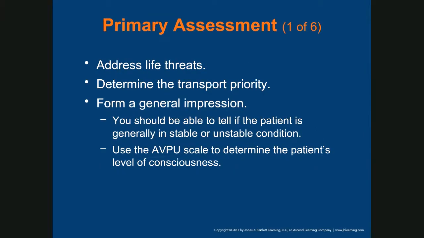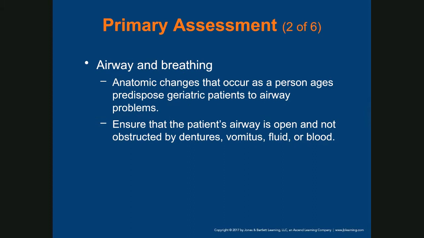For the primary assessment, this is where we will identify any immediate and potential life threats and address them, right? So address life threats, determine the transport priority, form a general impression. You should be able to tell if the patient is generally in stable or unstable condition. Use the AVPU scale to determine the patient's level of consciousness. Airway and breathing, right? So after the LOC, how is the patient's upper airway? How is the lower airway?